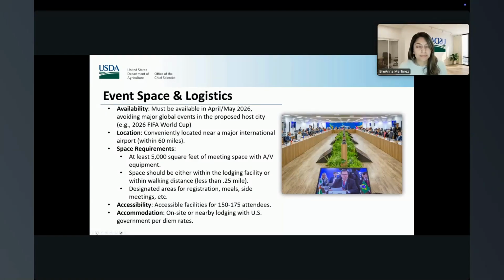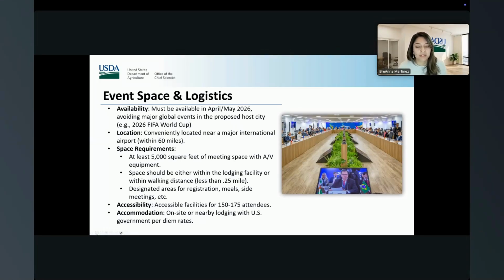Space requirements: at least 5,000 square feet of meeting space with audio-visual equipment. The space should either be within a lodging facility or within walking distance. This is just to make it a little bit easier on our delegations, because they are coming from far and wide. And then last but not least, designated areas for registration, meals, and particularly side meetings. We will get requests for places that delegates can meet to have just conversations or maybe some media. So we want to have that extra space.